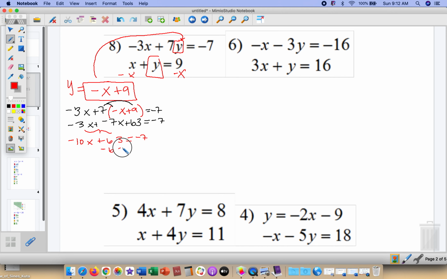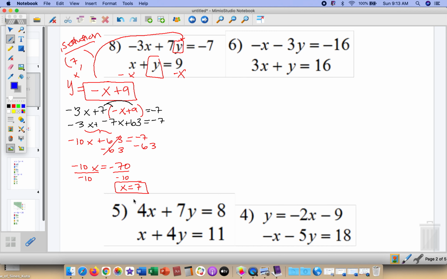We can subtract 63 from both sides. So we'll have negative 10x is equal to negative 70. We can divide both sides by negative 10. So x equals 7. So we've found the x coordinate of the solution, the point where these lines would cross. So we know x value 7.